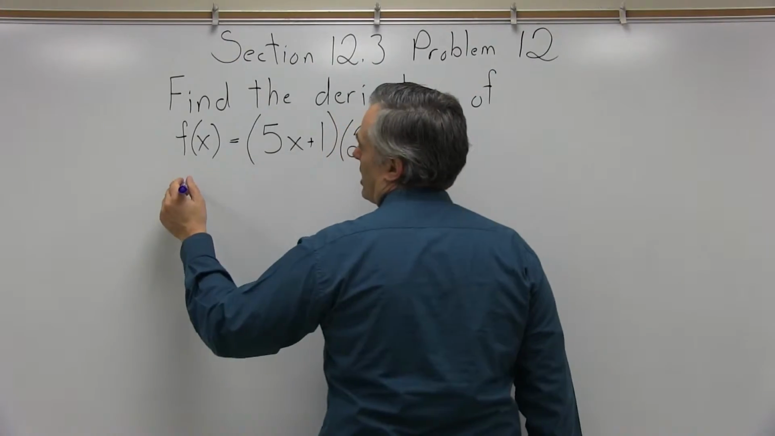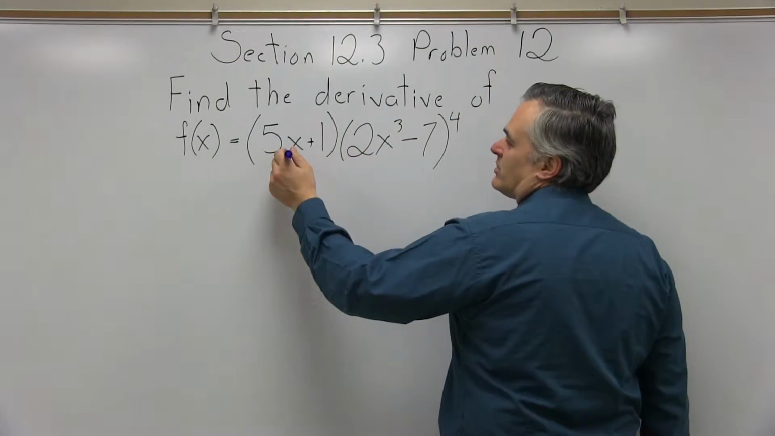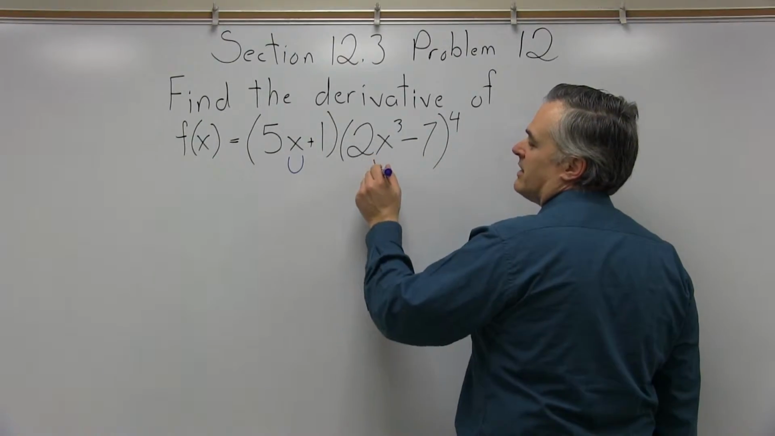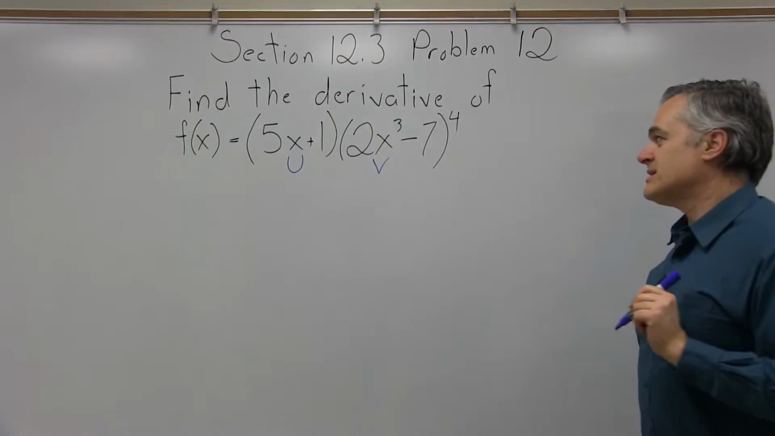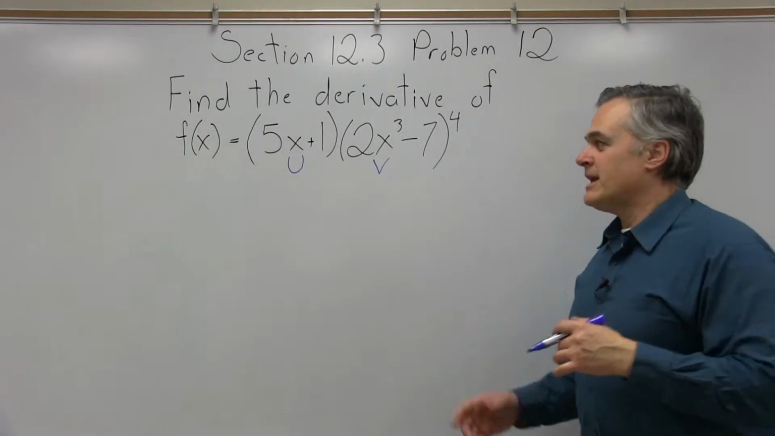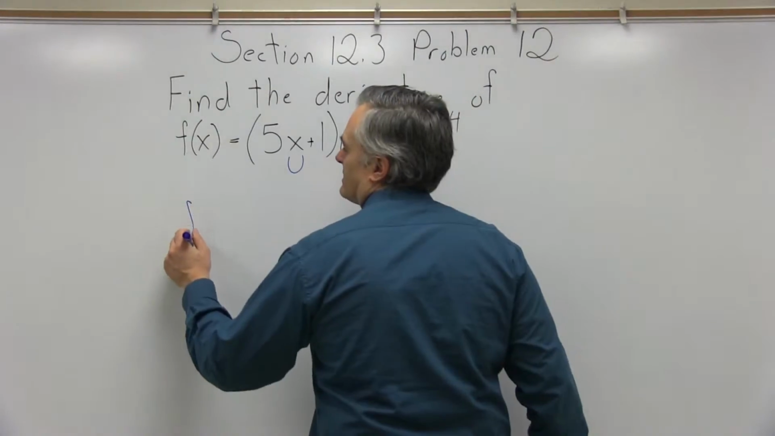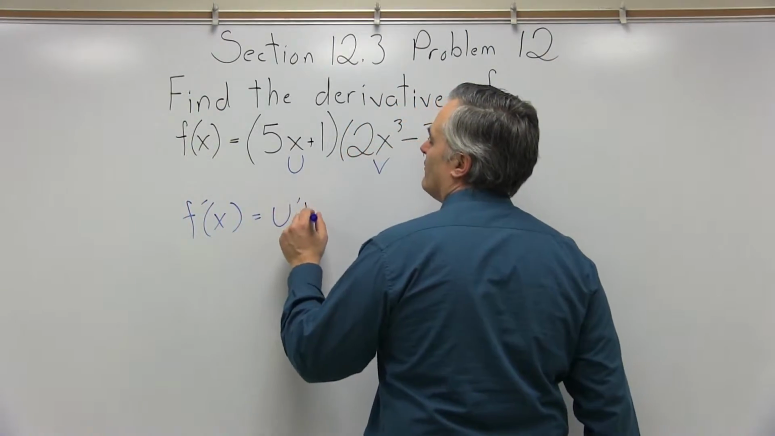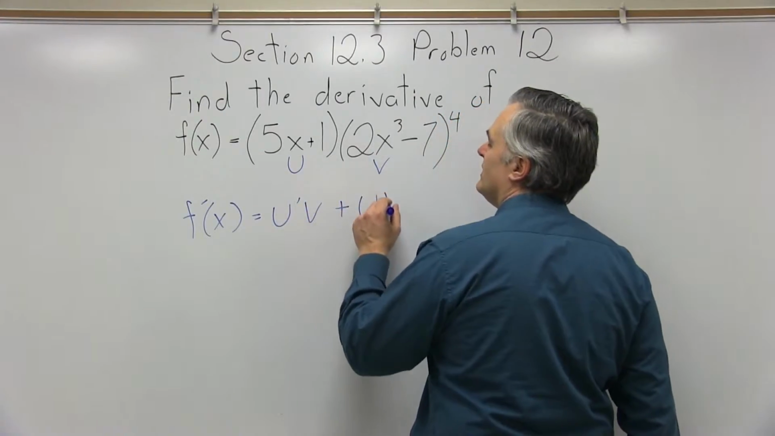So to start this off, I'm going to start it as a product rule. The first set of parentheses, the 5x plus 1, will be the u, the first part of the product. The second parentheses, the 2x cubed minus 7 raised to the fourth power, will be the v. Now as I find the derivative of this, I'm going to use the product rule, which says f prime of x is u prime v plus u v prime.